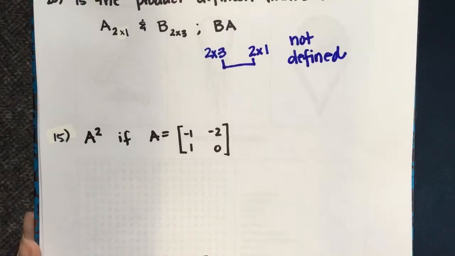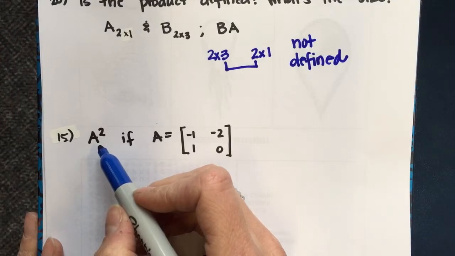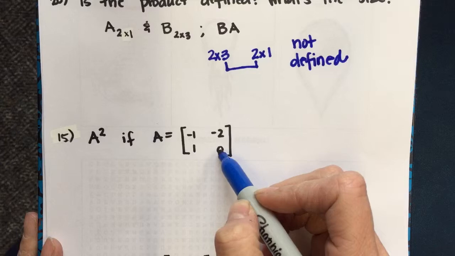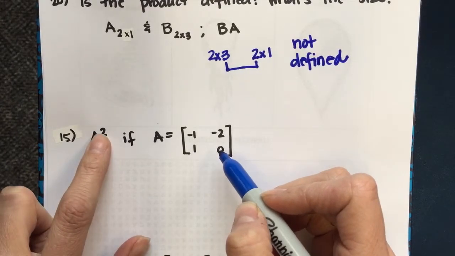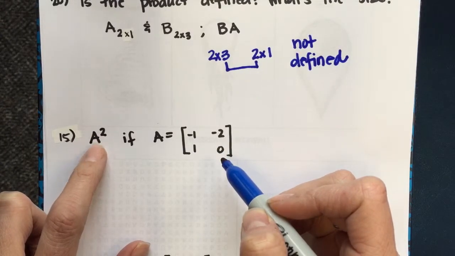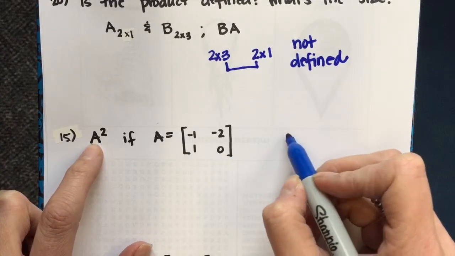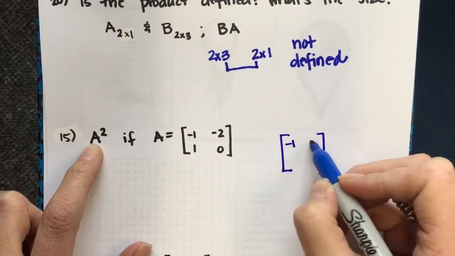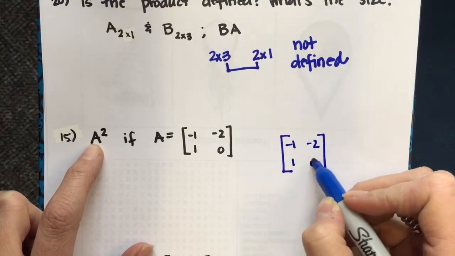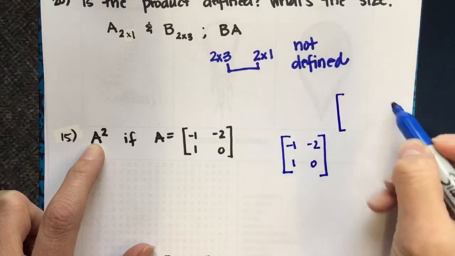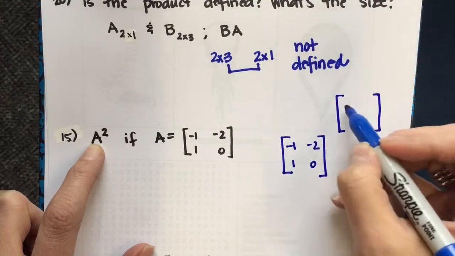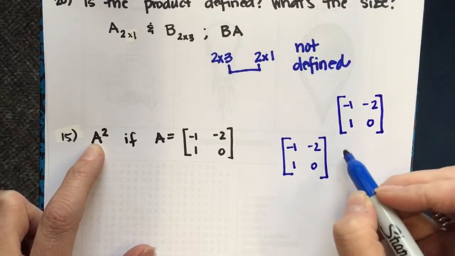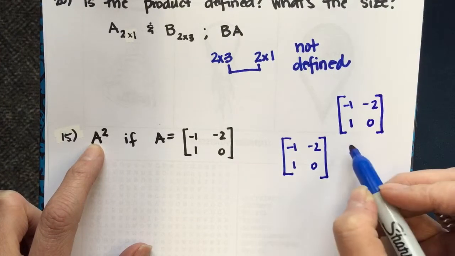Number 15, find A squared. So a super common mistake on the test is that people go through and they square each of the quantities in A. But remember that square means that you're multiplying this by itself. You're multiplying two A's together. So here's an A, and here's a second A that I'm going to multiply it by. You actually have to go through and multiply them.